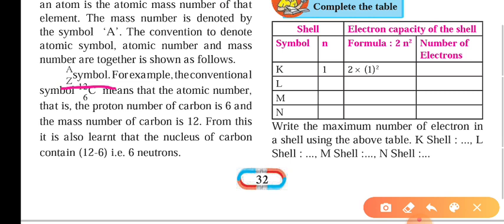For example, suppose we have carbon written as C with 6 and 12. Here 6 is the atomic number, meaning the number of protons or number of electrons, and 12 is the sum of protons plus neutrons.